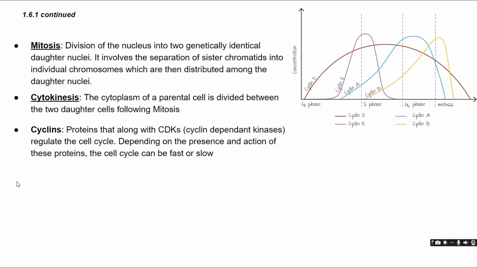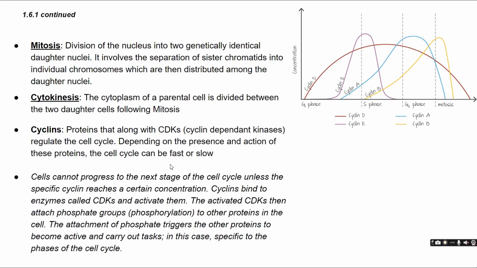Then we have cyclins, so this is important. Cyclins are proteins that, along with cyclin-dependent kinases, regulate the cell cycle. Depending on the presence, so the concentration, and the action of these proteins, the cell cycle can be either fast or slow. Cells cannot progress to the next stage of the cell cycle unless the specific cyclin reaches a certain concentration. For example, if cyclin E does not reach this certain concentration, then it could not move on to the S phase cycle.